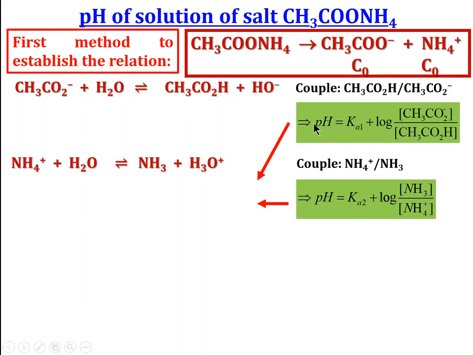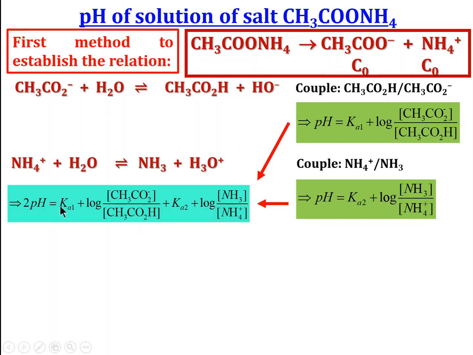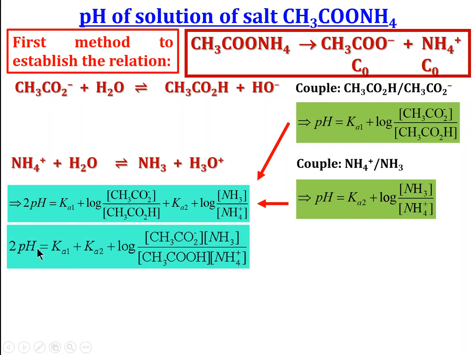Adding these two formulas, we obtain 2pH equals pKa1 plus log acetate divided by acetic acid, plus pKa2 plus log NH3 divided by NH4+. So 2pH equals pKa1 plus pKa2 plus log of acetate in the solution times ammonia in the solution, divided by acetic acid in solution times NH4+ in the solution.